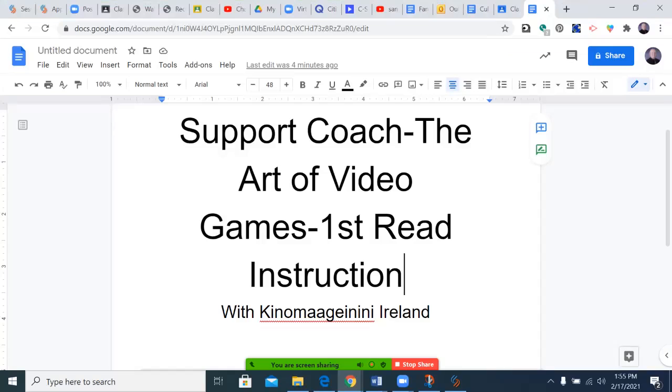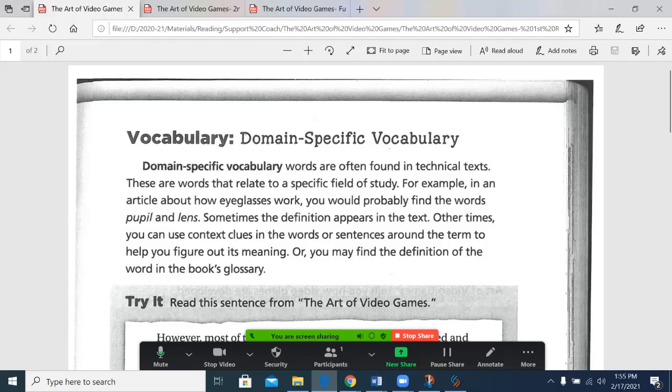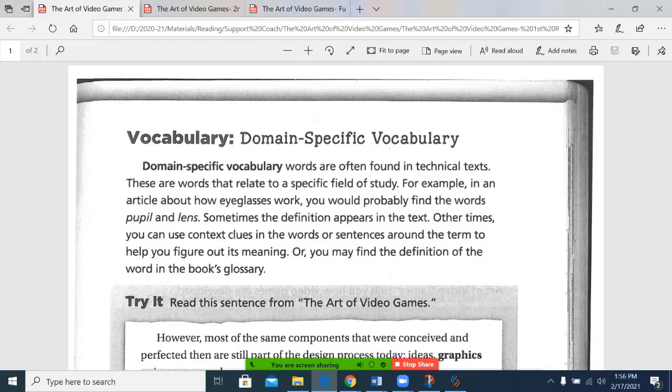Today's episode, The Art of Video Games. First read instruction. We'll begin this instruction with a conversation on domain-specific vocabulary.